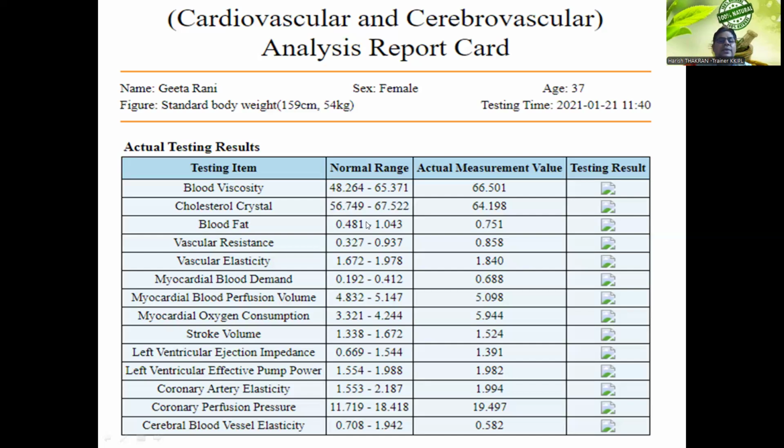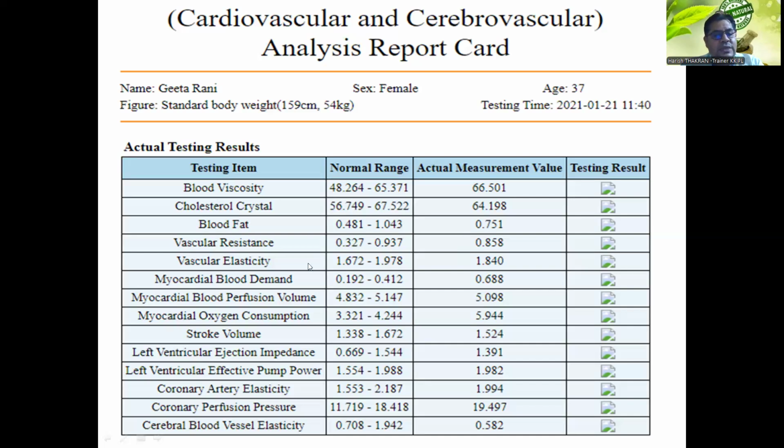If it is normal, that is okay. But if vascular resistance is more, that may lead to problems. So just remember, if it is normal, that is good. If it is on the lower side, that is better. But if it is on the high side, that may create problems for proper blood circulation.